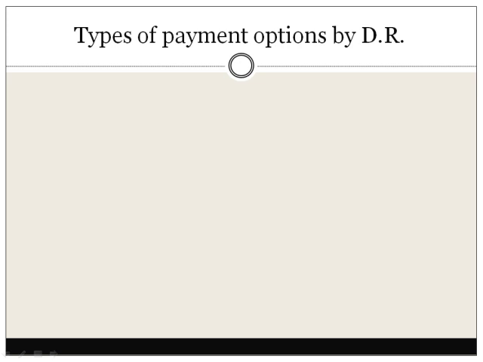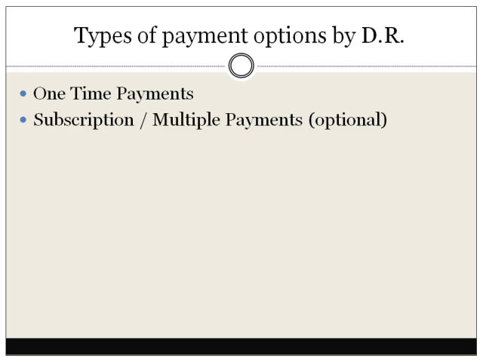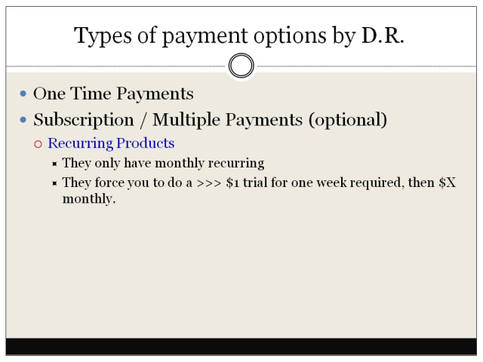Let me talk about the types of payment options by DigiResults. They provide one-time payments. So if your front-end offer, your back-end, your one-time offer is a one-time payment, they support this. They also support subscription and multiple payments. The only thing that you need to be aware of is that with recurring products, they only have a monthly recurring. So if you want to do weekly or quarterly, they don't actually have this option. That's why I was saying earlier on, there are some limitations. So they only have a monthly recurring. And they force you to do a $1 trial for 1 week, which is required. Then you do an X amount of dollars monthly. So that's just something to be aware of, that they force you to do a 1 week dollar trial.